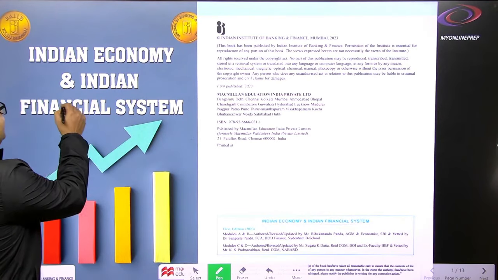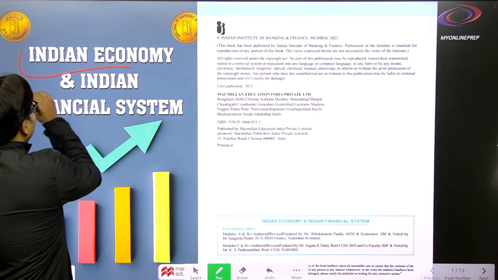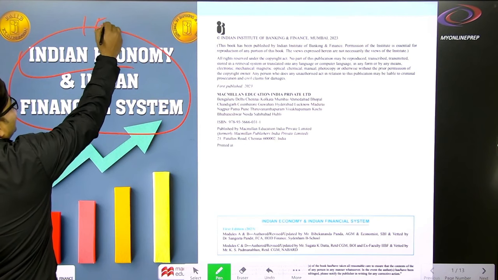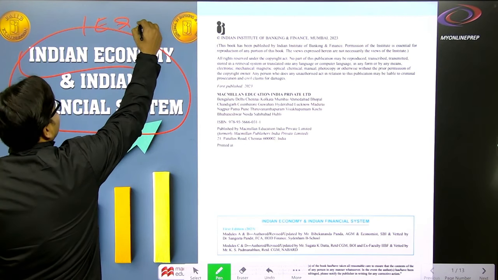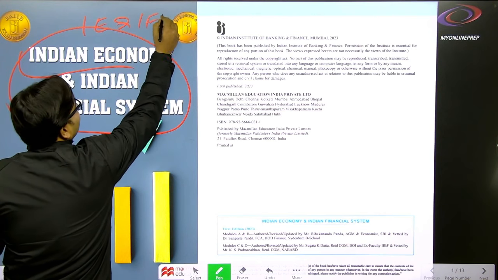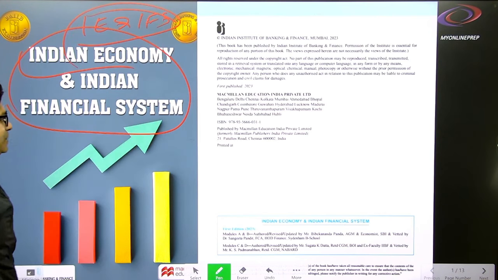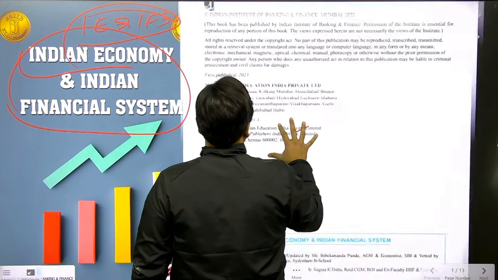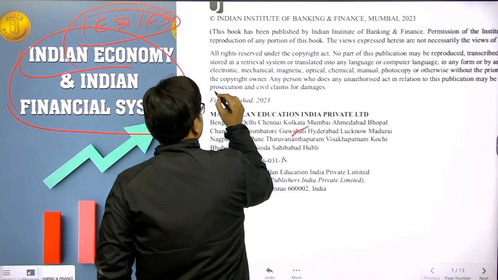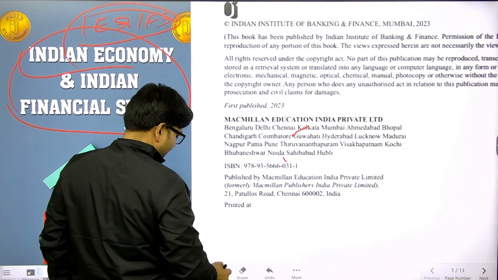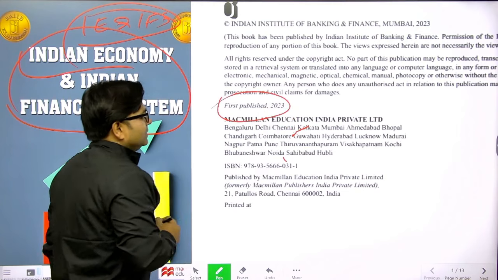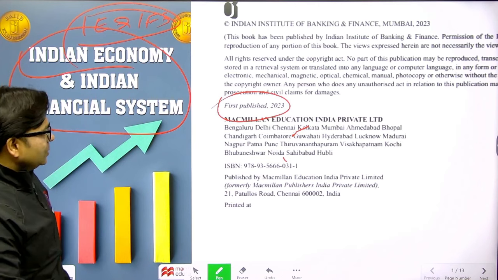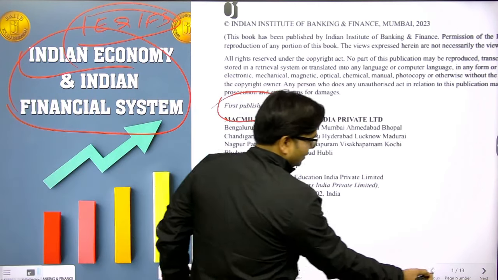This is the Indian Economy and Indian Financial System book, whose short name is IE and IFS, right? So this book has been released. You can see the first edition of Indian Economy and Indian Financial System. So let's see what topics have been changed.